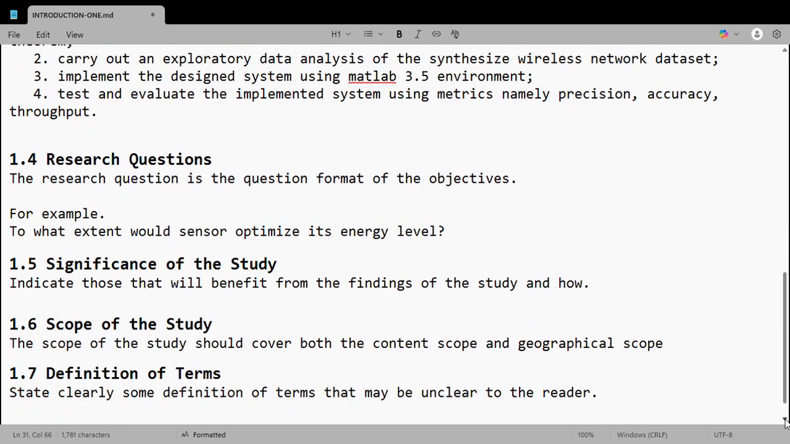Then the next one is the scope of the study. The limitation, the extent, what the project covers and what the project does not cover. These are what they mean by the content and geographical scope of the study. Then the next one is the definition of terms. You should state clearly some definitions of terms that may not be clear to the reader. On this note, I will end the introduction of the project writing.